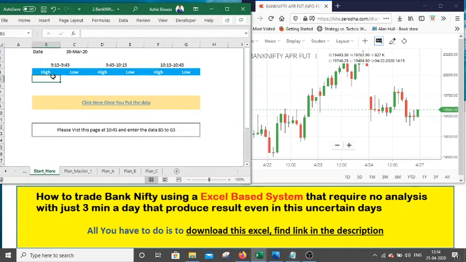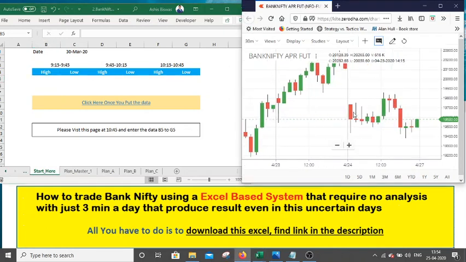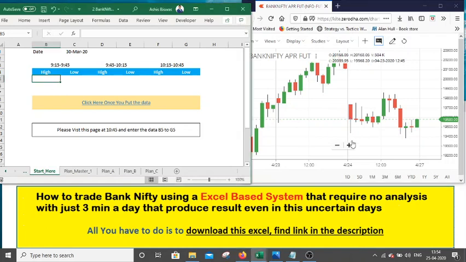Daily after 10:45, that means after three 30-minute candles have happened, you have to enter the data here, the high and low data of the first 30 minutes. For example, yesterday's data: this is a 30-minute candlestick chart of the Bank Nifty current month future. I have to enter the high and low here. Let's change the date first. Yesterday was 24/04.